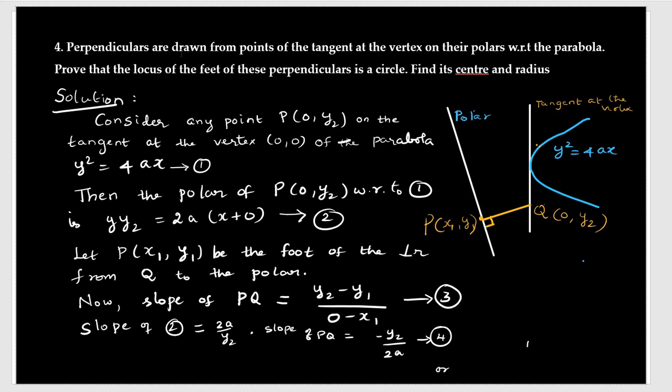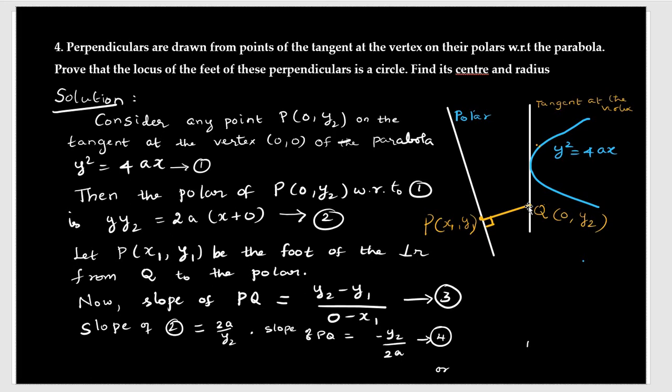So in this problem, perpendiculars are drawn from points of the tangent. So the tangent at the vertex we have to consider first. Now y square equal to 4ax is the equation of the parabola. We consider the tangent at the vertex. That will definitely be your y-axis. Any point on the y-axis has its x coordinate to be 0. So if we name that any point to be say some Q, then 0 comma y2 will be a point on the tangent at the vertex.